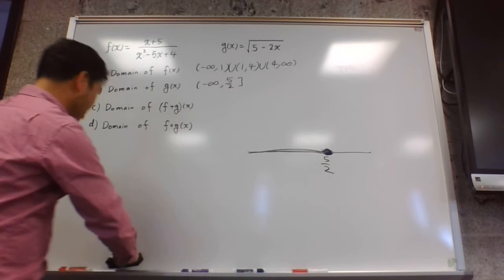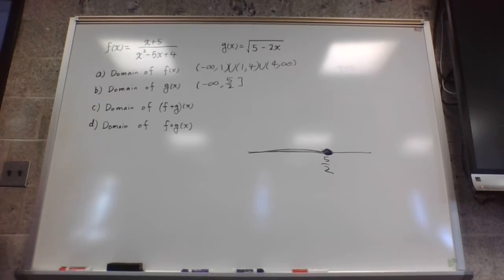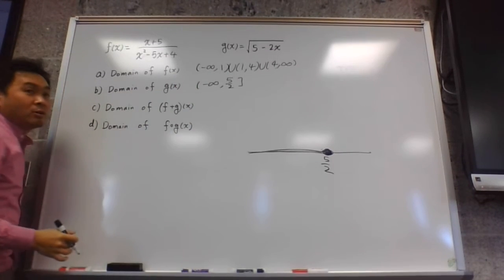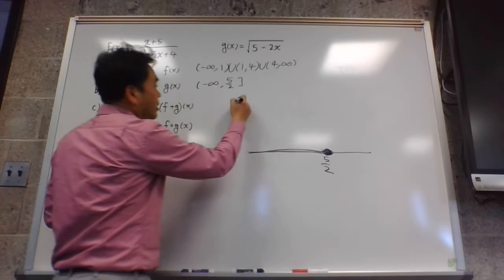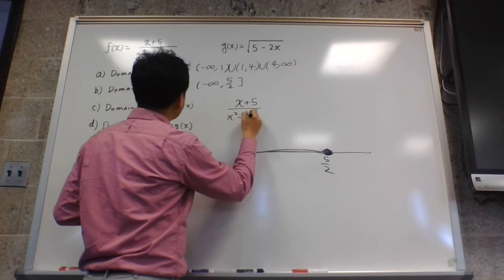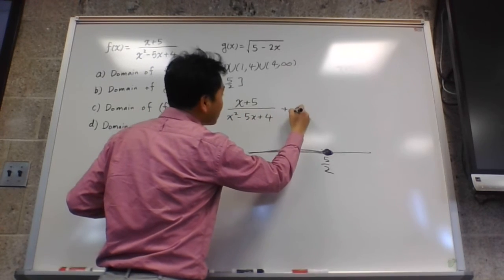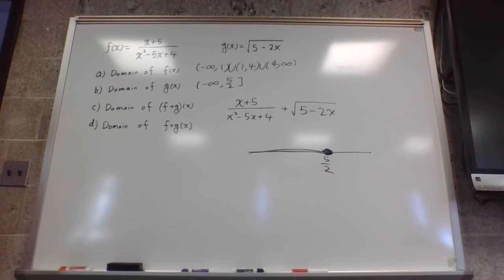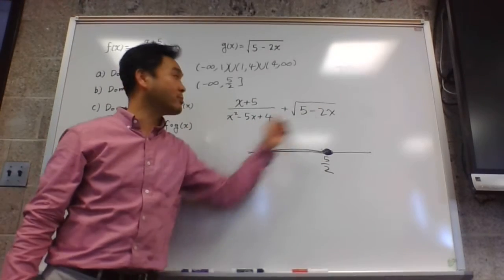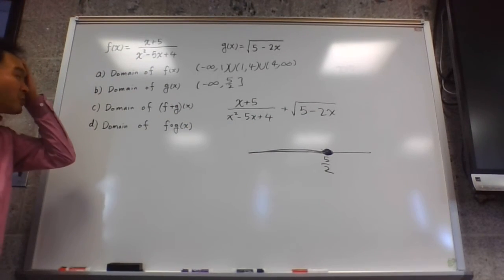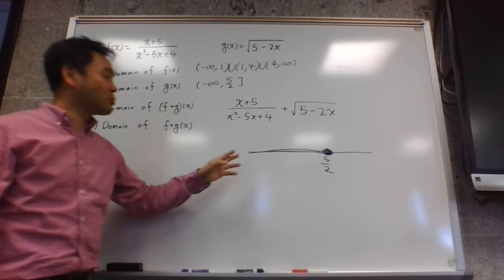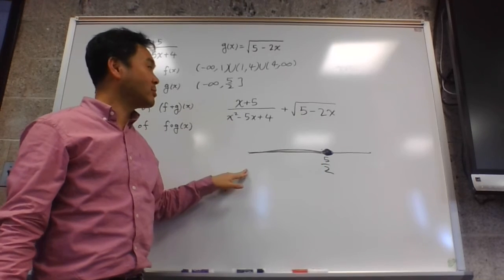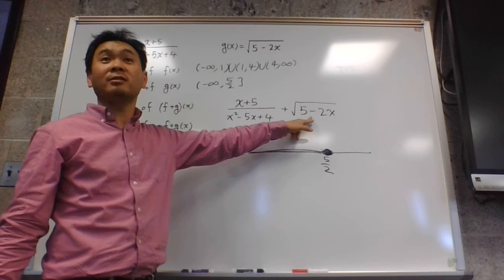Now comes the part where we have to think a little bit. The next question is, what's the domain of f plus g? Well, this symbol simply means it's the function obtained by adding these two. So the function that we're discussing here is x plus 5 over x squared minus 5x plus 4 plus square root of 5 minus 2x. So we have this single function where the two functions are added. And we have to figure out the domain. Remember, domain is the set of numbers where it's allowed to be plugged in. I know that as long as x is 5 over 2 or less, you can plug it in here without causing any trouble. Agreed? Okay?